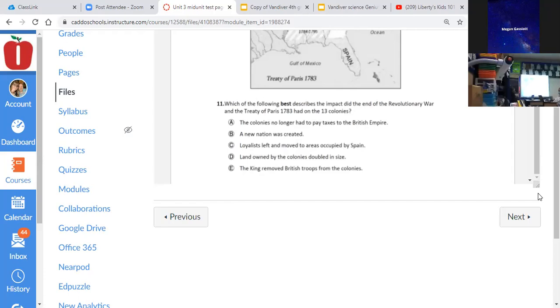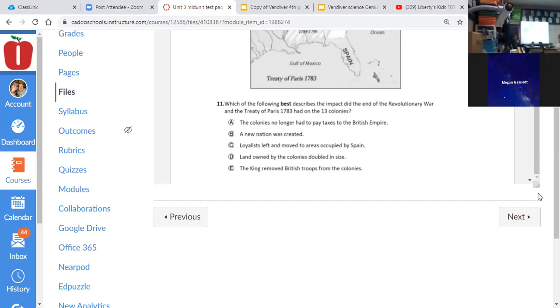D, land owned by colonies doubled in size, yes. And what else? And B, a new nation was created. So it is B as in boy and D as in dog. A new nation was created and land owned by the colonies doubled in size. It's B and D. Okay? Everybody got that? Very good. All right. On to the last page, page 10.